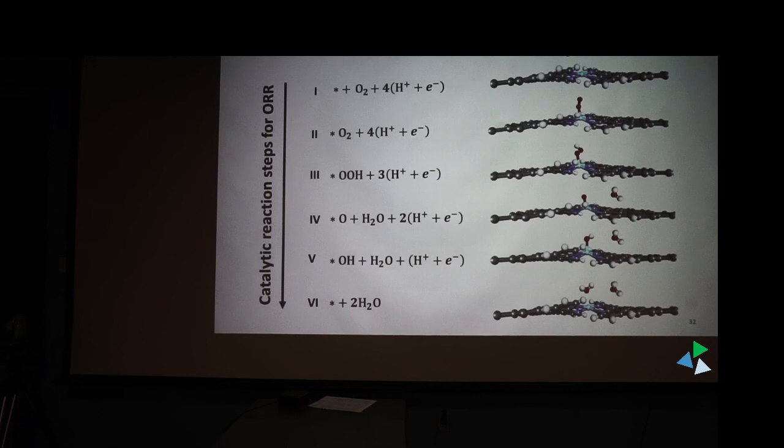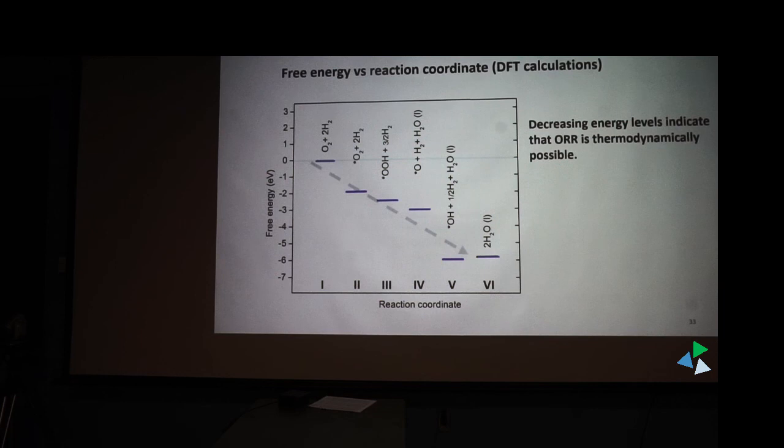If the energy somewhere goes upward, then forget it. It's not a good catalyst, it won't work. So if I do this calculation, for the structure I showed you, we calculated the free energy as a function of the reaction step. You see that we have roughly a decreasing behavior. There is maybe a little glitch at the end, but I think it's so small that it's not important. So this catalytic structure is probably a good one.